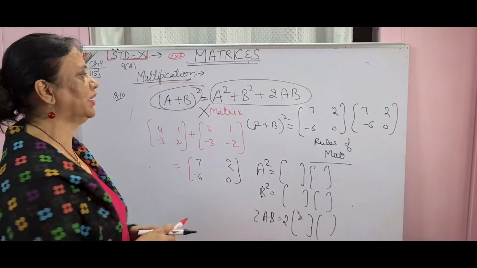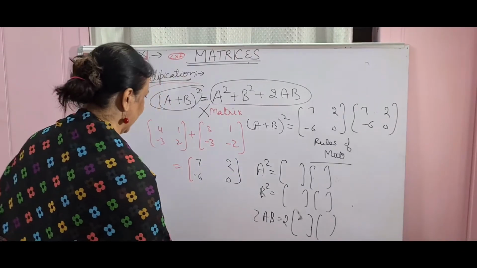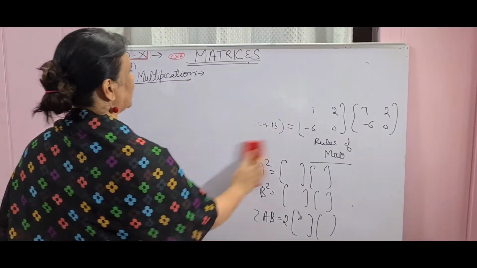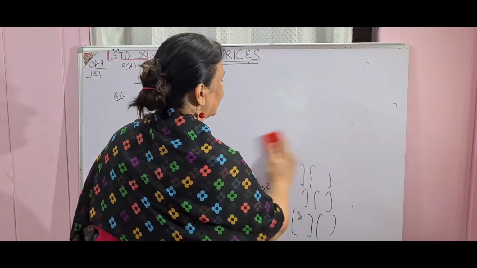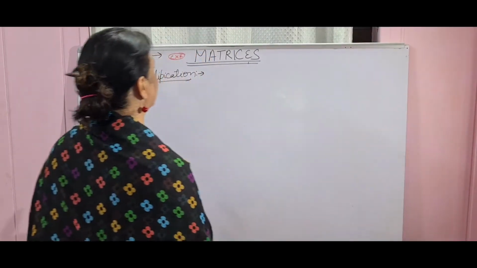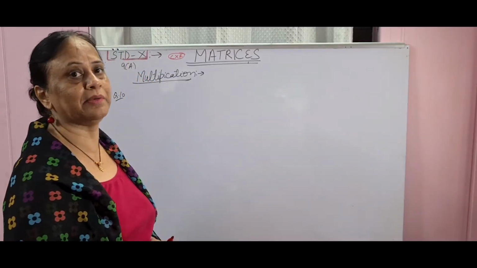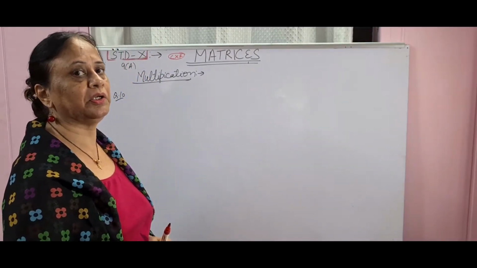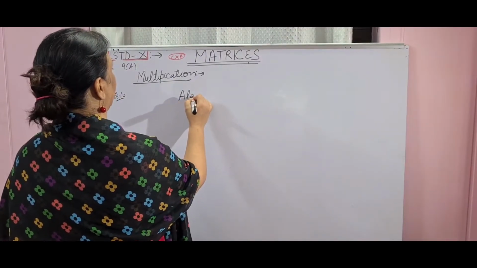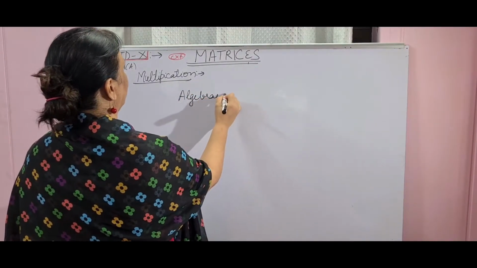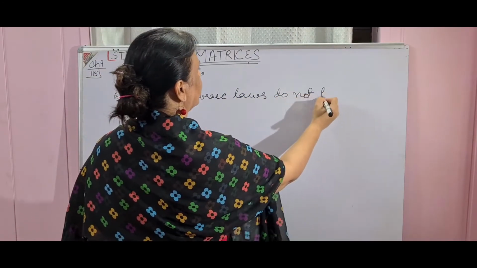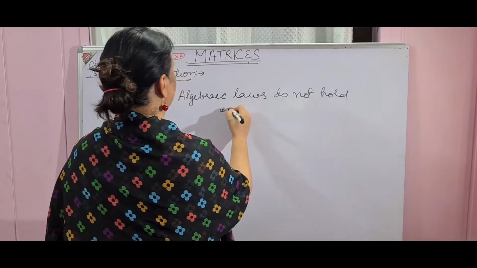What conclusion do we get? We get the conclusion that algebraic laws, that means all the laws of algebra, that is (a plus b) whole square or (a minus b) whole square or a square minus b square, do not hold in matrix multiplication. They do not hold in matrix multiplication. That means algebraic laws do not hold in matrix multiplication.